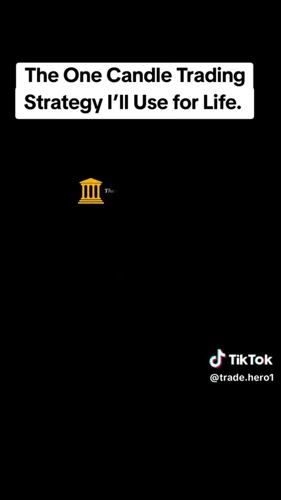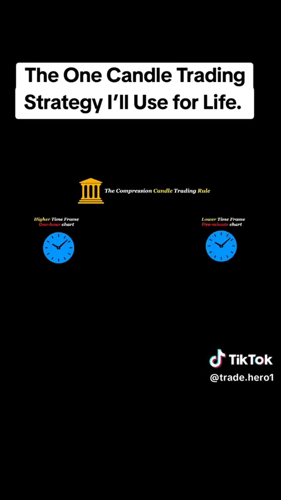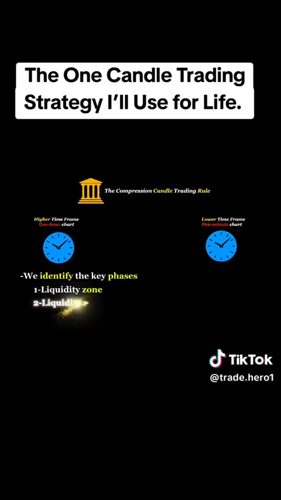To trade the compression candle with precision, you need to use two time frames, the higher time frame and the lower time frame. We start with the 1-hour chart. This is where we identify the key phases of the market maker model. First, the market creates a liquidity zone. Then it sweeps that liquidity with a false move. And finally, it begins the displacement, the real move, confirmed by just two strong candles.